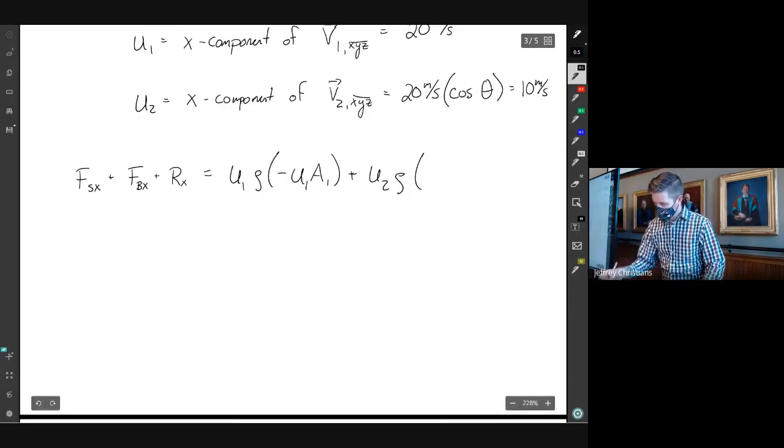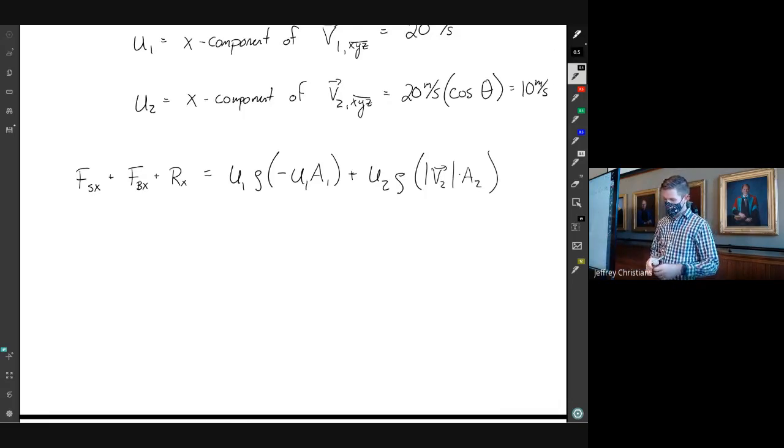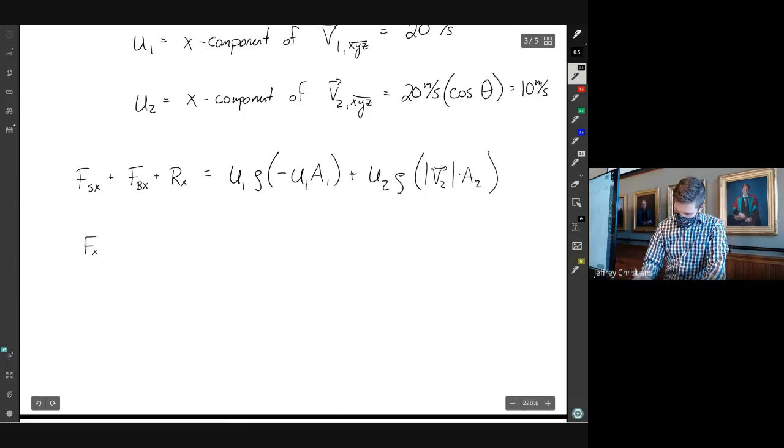So this becomes U2 times, now this is the magnitude of V2 times A2, right? Which is the same thing that we did before, but that happens to just work out to be U1. Okay, so the net force, this equals Sx plus F plus Rx.